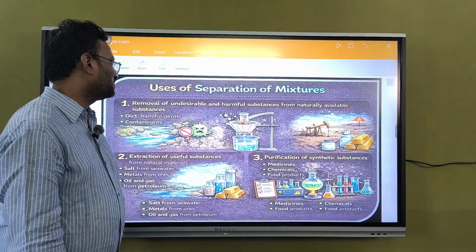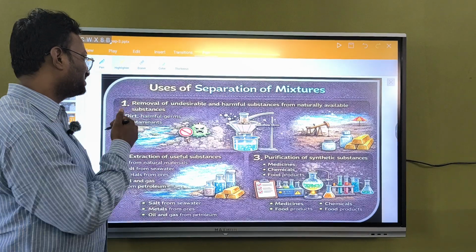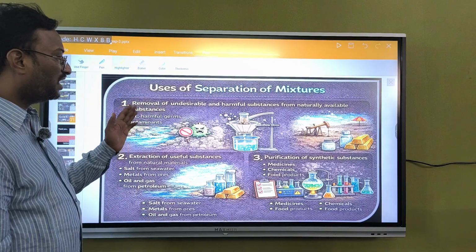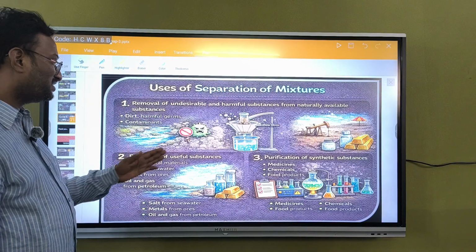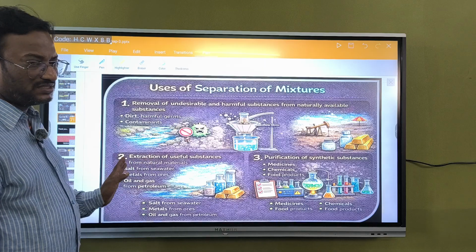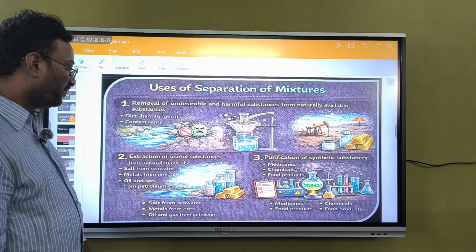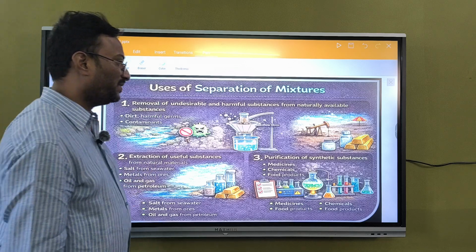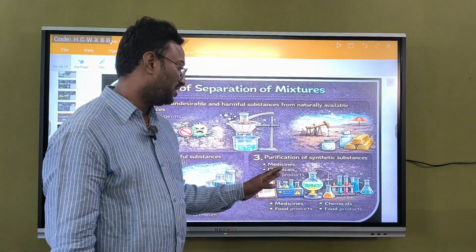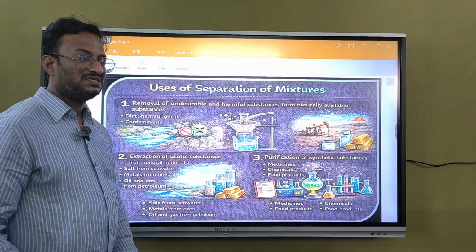Uses of separation of mixtures. Removal of undesirable and harmful substances from naturally available substances: dirt, harmful germs and contaminants are harmful, and they can be removed. Extraction of useful substances from natural sources: salt from seawater. Metals are useful, and from ores we can get them. Oils and gases from petroleum, they can be obtained. Purification of synthetic substances, medicine, chemicals and food processing. So these are all synthetic substances.